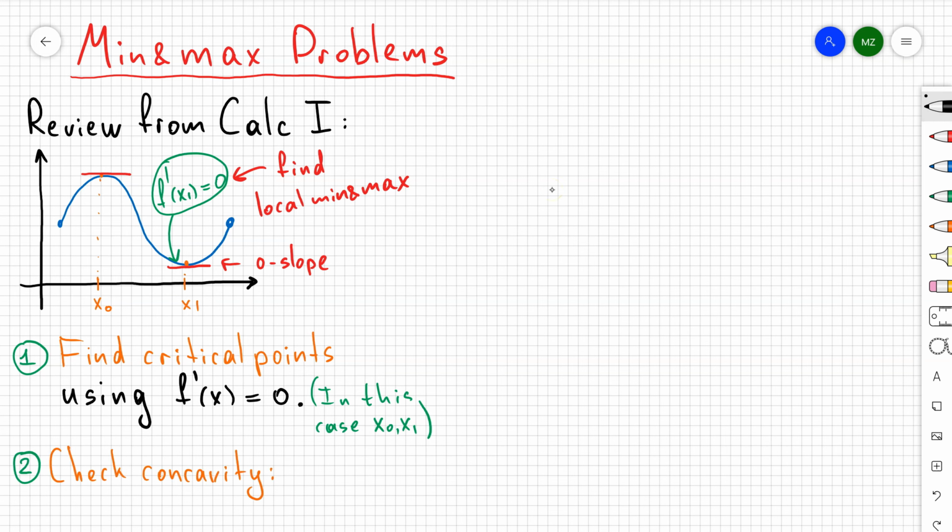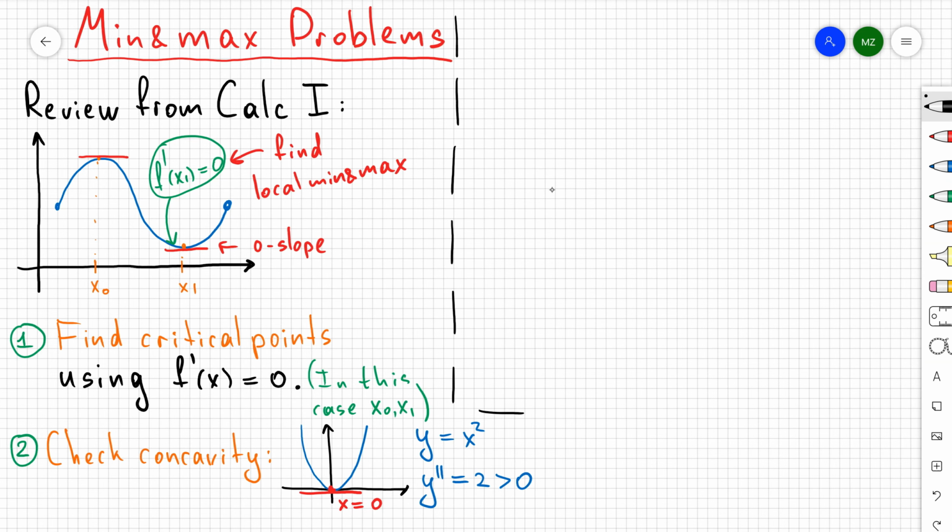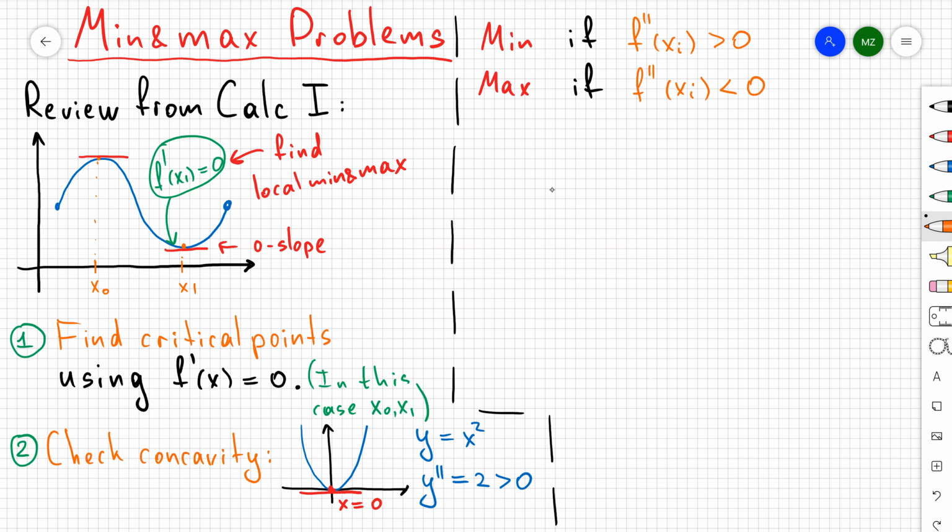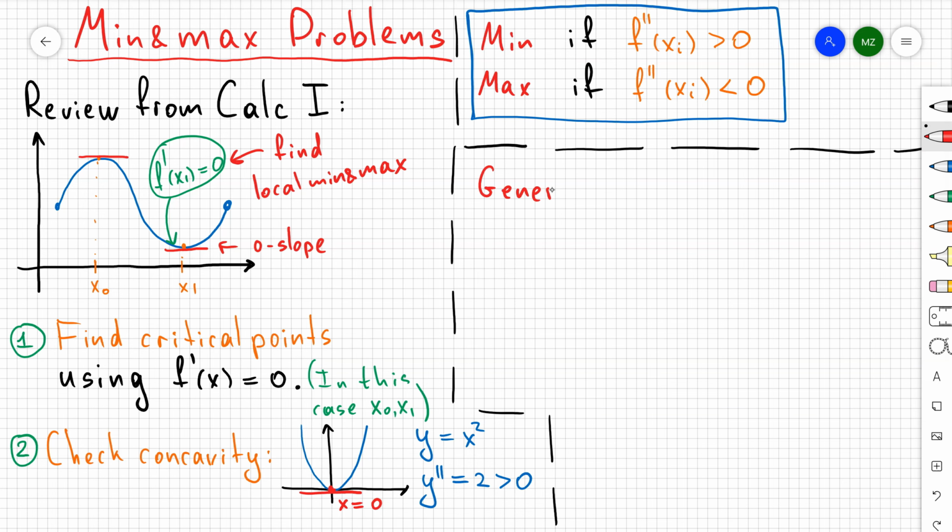As our second step, what do we need to do? We need to check concavity. And why do we need to check concavity? Because if, for example, we take y equal to x squared, then you can see you're going to have one critical point x0, and y double prime is equal to 2, in other words positive. That means at that point x equal to 0, we have a local minimum. So if we generalize that, we have a local min if our second derivative is positive, and a local max if our second derivative is negative.